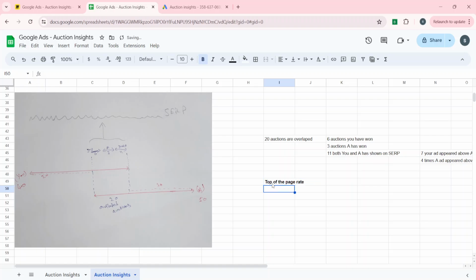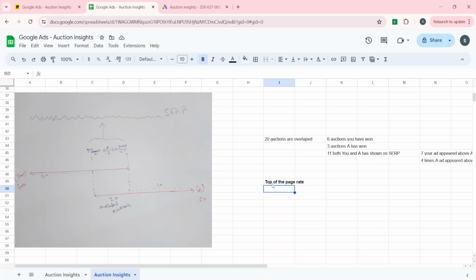Okay. Suppose you had 100 impressions and out of 100 impressions, 20 impressions appear in any of the positions above the organic results. Then the top of the page rate is 20%. So you are getting me, right? This is very simple. So top of the page rate and absolute top of the page rate, these are calculated after your ad is shown on the SERP. Okay, so anywhere on the SERP that is above the organic results, your ad appears, right? So that will be counted in the top of the page rate. You are getting me, right?